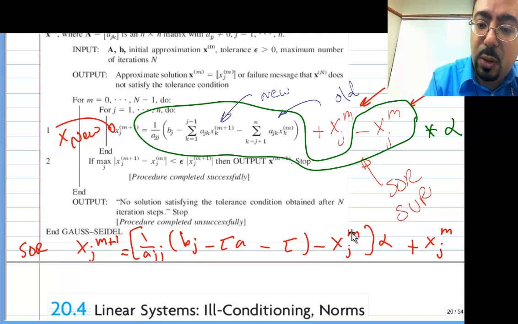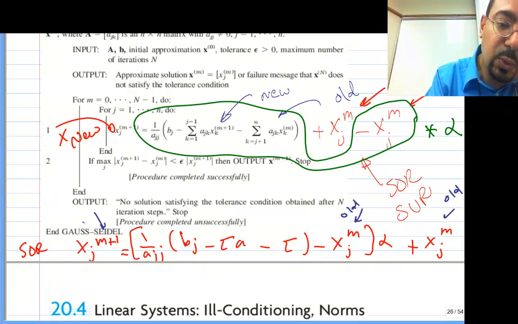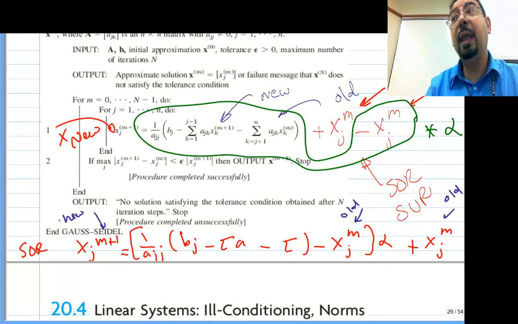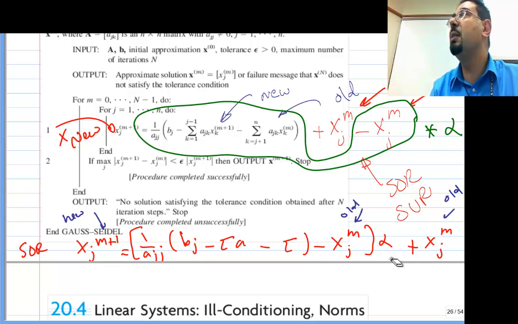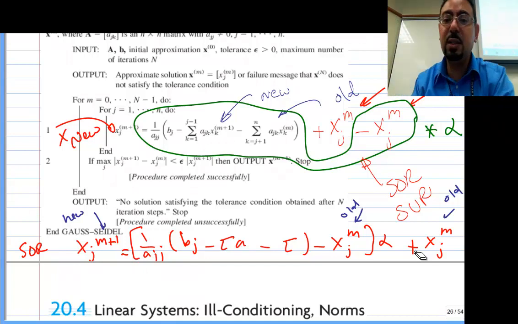Let's make them blue, or let's just mark them. So old, and this is new. It's just the value of alpha that will decide. It's the same formula. Exactly. The whole thing is the same. The only difference.